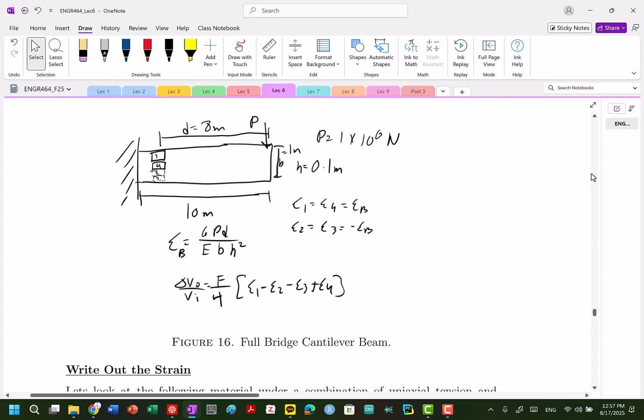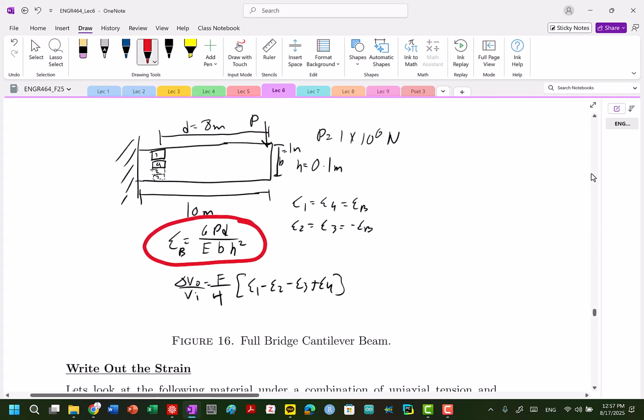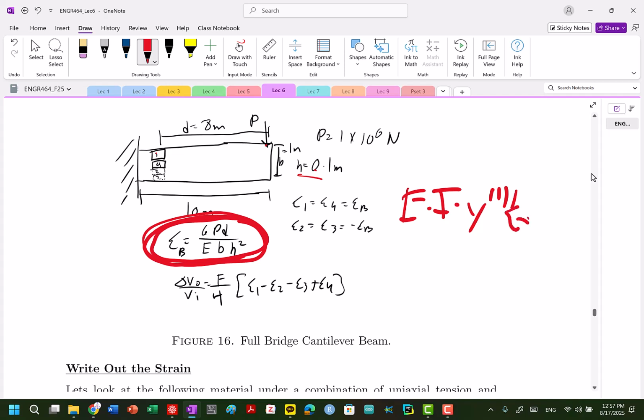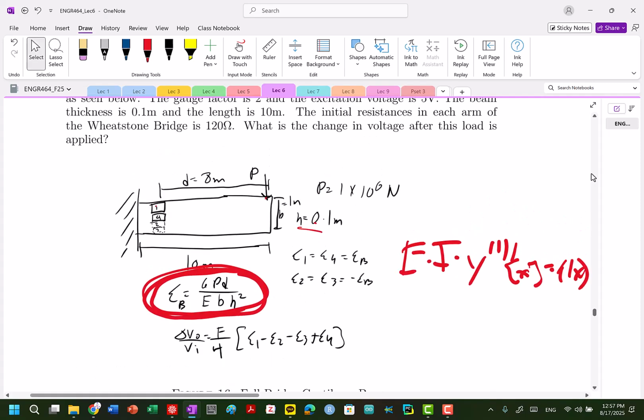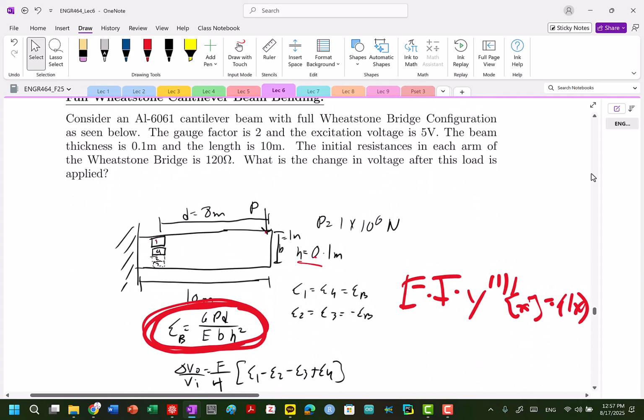Depending on the location, this is what your equation is going to look like, where D is the distance from the load that's applied to here, L is the length of your system, et cetera. B is the width, H is your height. So this is an equation to memorize. You can absolutely calculate it like we've done previously, where E I y'''' equals q(x). And I may ask you to do that. We'll see. It's always possible, but this is a good equation to memorize.